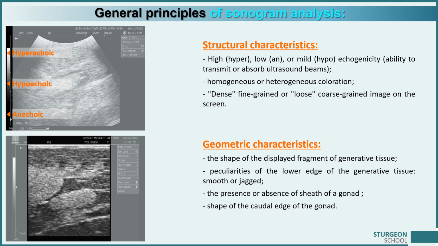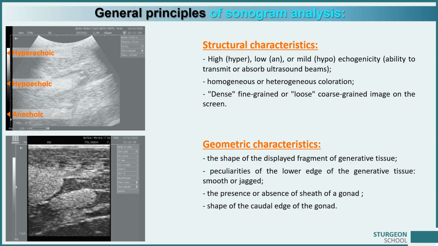Principles of sonogram analysis. The determination of sex or stage of maturity is based on the analysis of the gonad image on a sonogram according to a set of structural and geometric parameters. For this purpose, characteristics such as tissue echogenicity, i.e. the ability to transmit, absorb, or reflect ultrasound, are evaluated on the basis of image characteristics.